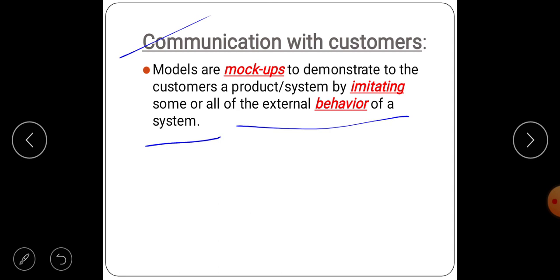Okay, and we are going to add some features or all the features of the real one to the dummy one. Why are you going to do like that? To help the customer understand before building the real one. Okay, that is communicating with the customer. By making the dummy model of the real one, we communicate with the customer.